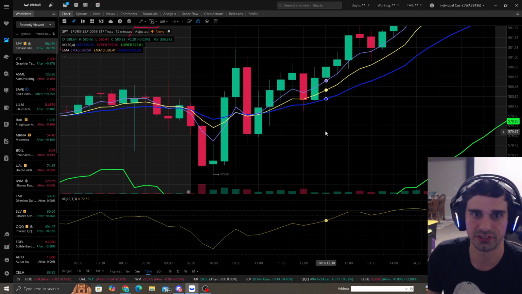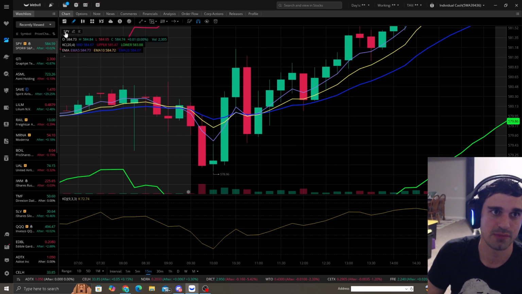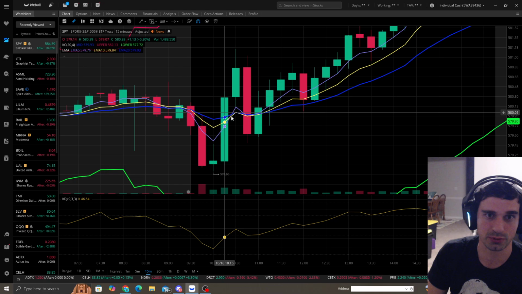Here we go. Another example. I'm using SPY. I like to do the indexes, but it works for anything though. No matter what it is, it definitely works for anything.